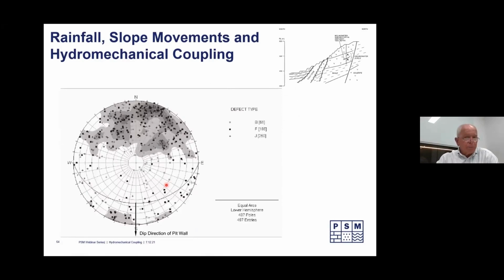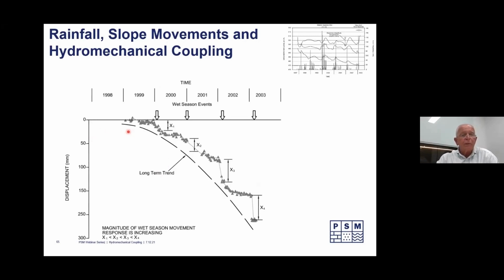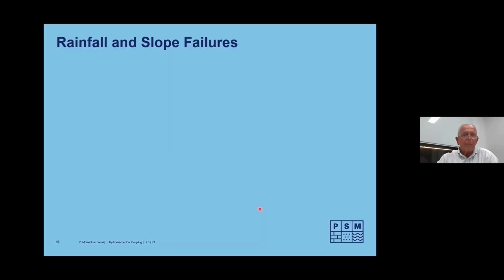Structure looks like that, which is pretty bad as well. So let's look at what happens over time through each of the wet seasons. And this is movement, displacement vertically with each cycle of the wet season. And as we can see, the responses each time are increasing. That's the hydromechanical coupling.